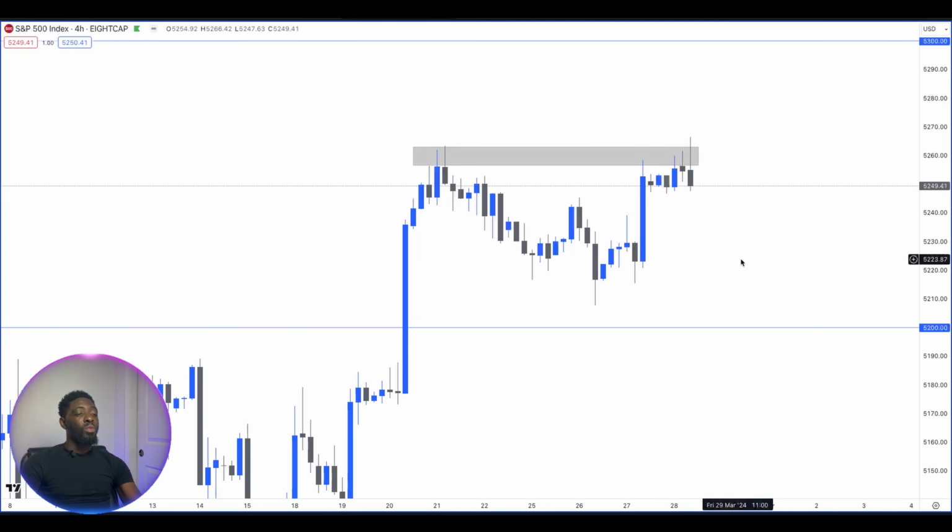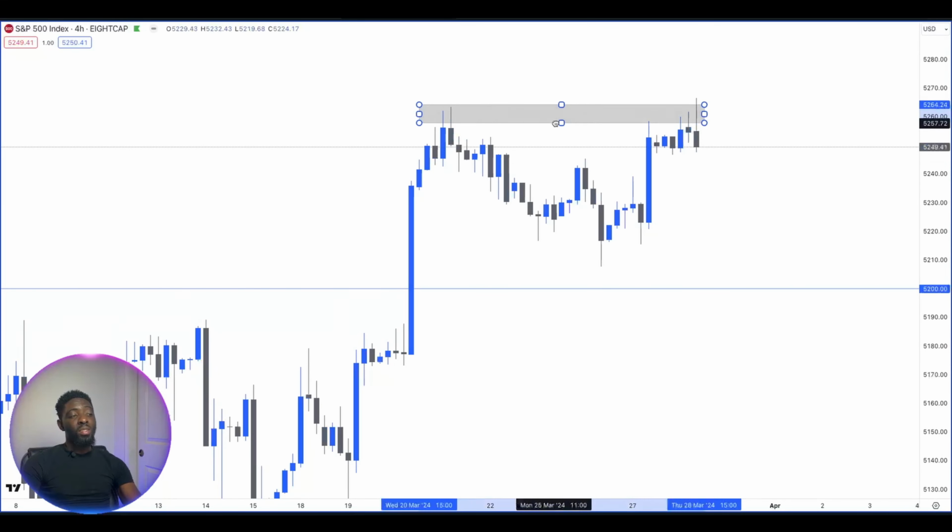And this is how you use confluences, guys. So on the 4-hour time frame, this is it. Price is finding it difficult to go past this point.